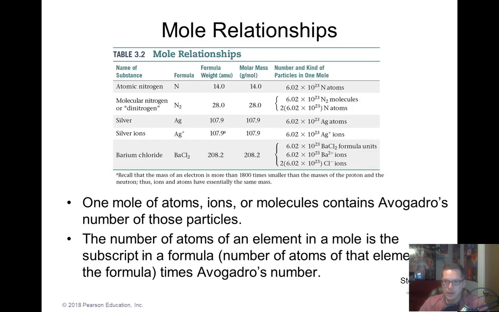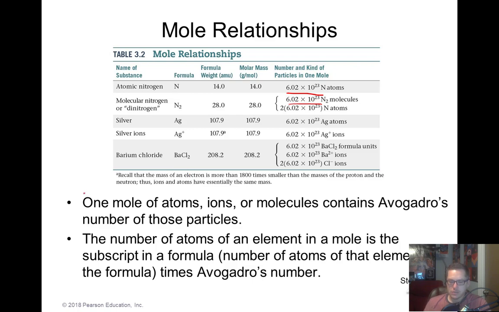Okay. So here's some just random mole ratios. Just to give you an idea of how this works, notice that the number is always equal to 6.02 times 10 to the 23rd. Okay, that's the common factor. Formula weights and molar masses are always exactly the same number. They just have different units. All right, and then these are the formulas here.